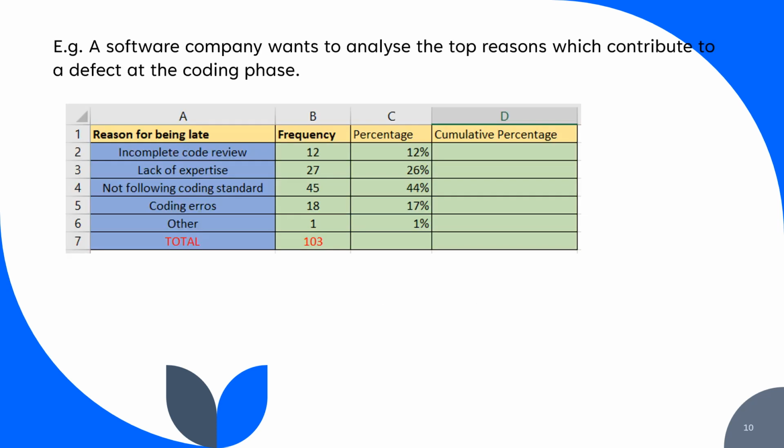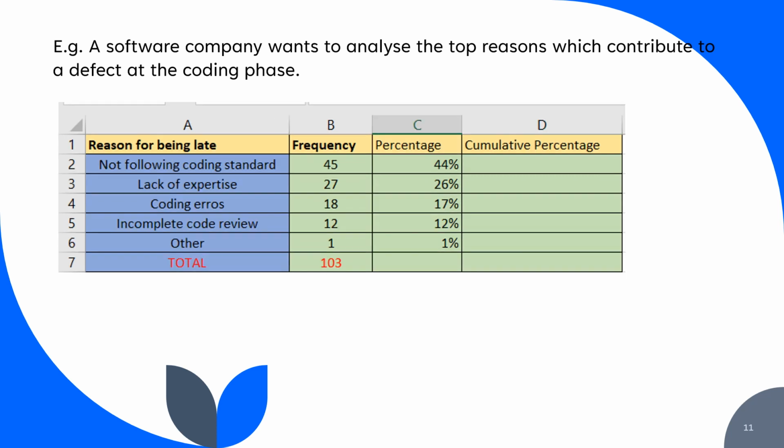So this is an example. We're looking at a software company. They want to analyze the top reasons contributing to defect codes. So you've got a list there, the frequencies, and since it's out of 103, the total frequencies, you can work out the percentages. Next, you rearrange them in descending order, so highest frequency first, down to the lowest frequency. And that also obviously puts the percentages in the order from highest to lowest.